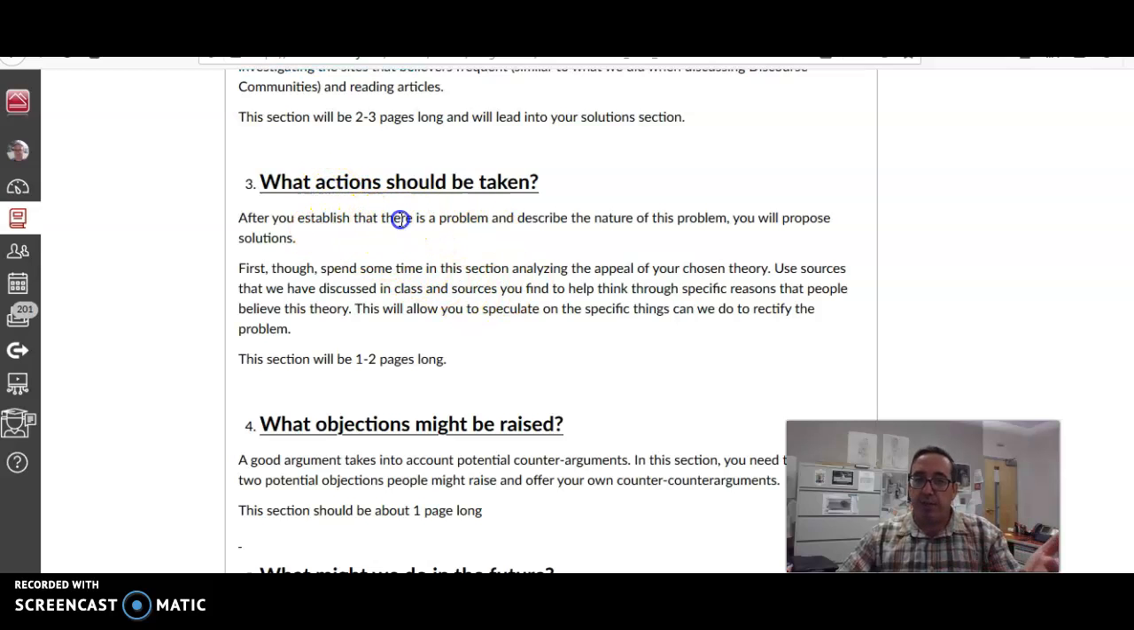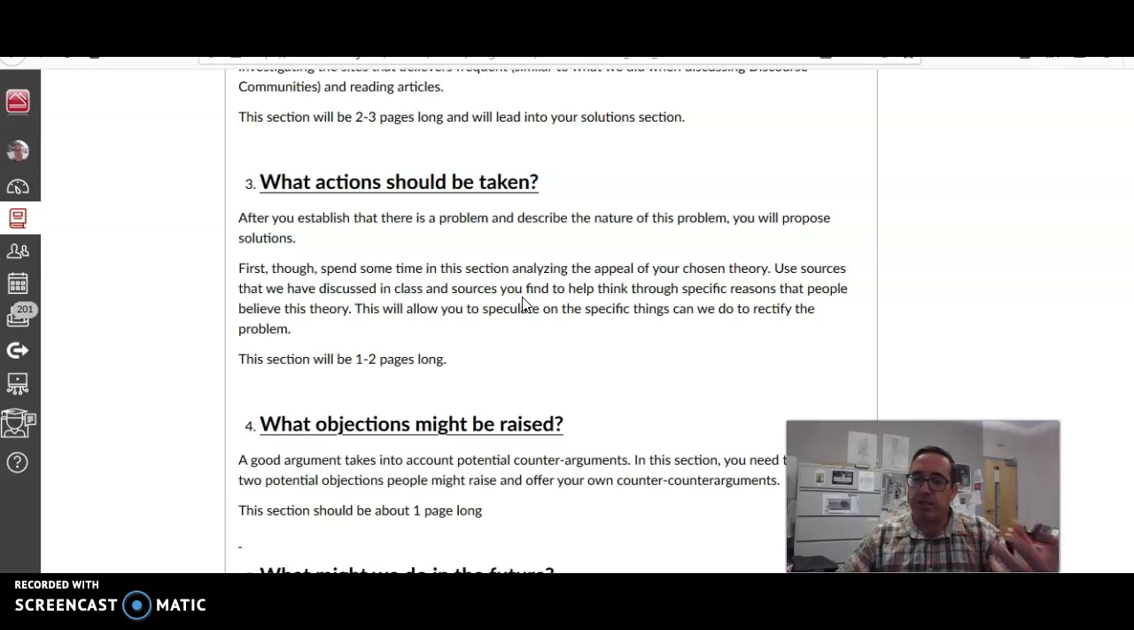So, after you establish there is a problem and describe the nature of the problem, that's your first two sections, you're going to propose solutions. So first, you're going to want to spend some time analyzing the appeal. Why do people believe in this theory? What is it about QAnon or Flat Earth or chemtrails that is appealing, right?